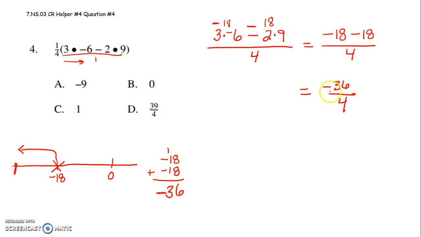All right, so now we're going to do this division in our last step. Negative divided by a positive. A negative divided by a positive is a negative. 36 divided by 4 is 9. Our answer is a -9.